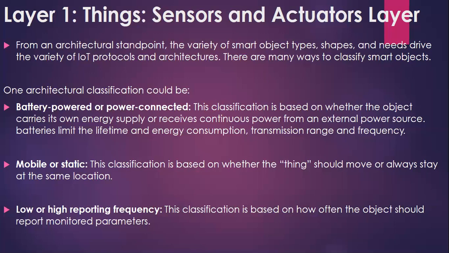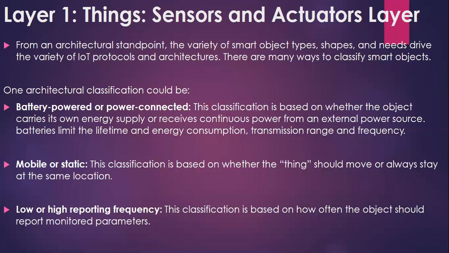Now, if you want to deploy an IoT network, you need to first decide that the sensor should be powered. Obviously, without power, the sensor will be useless, right? Without power, a sensor cannot sense the information. So for the sensor we are deploying, first we need to decide whether it should be battery powered or power connected. This is one type of classification.